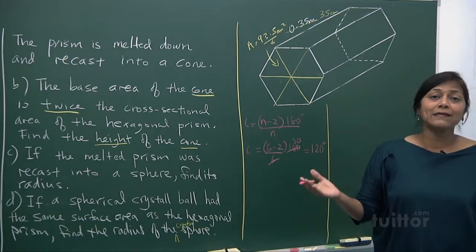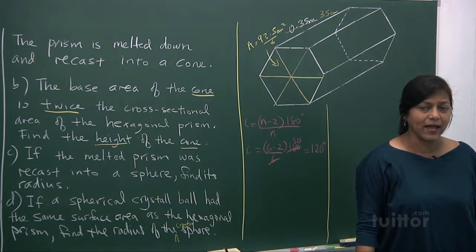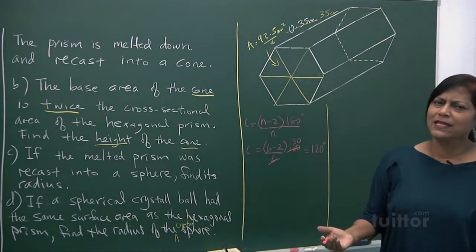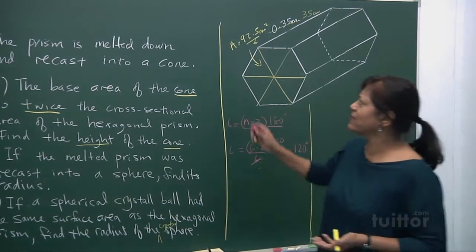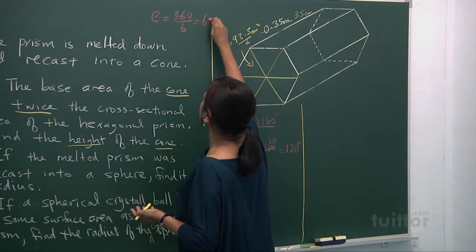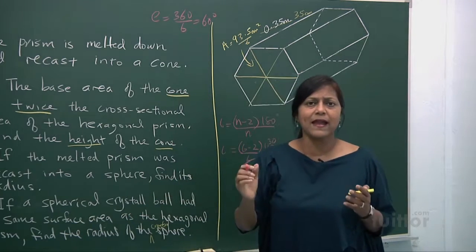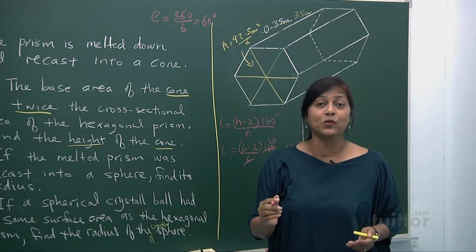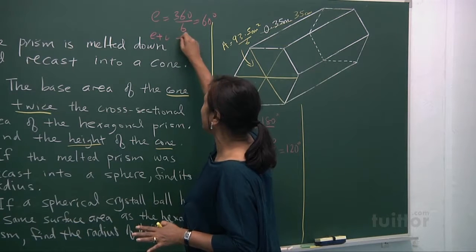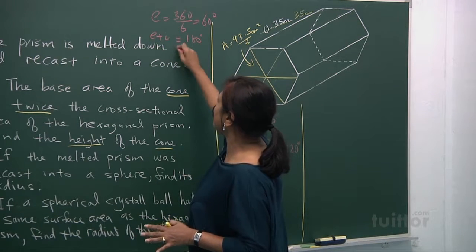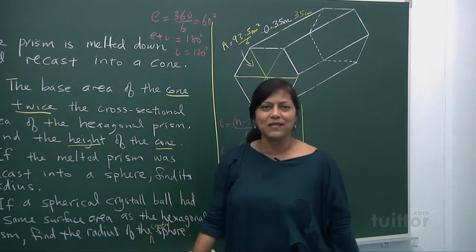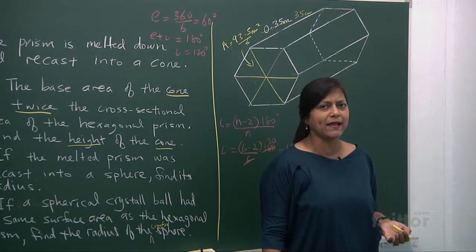Or you could do it by the exterior angle. What is the exterior angle? The sum of exterior angles is always 360. 360 divided by 6 is 60 degrees. The exterior and the interior angles add up to 180 degrees, because they are angles on a straight line. So the exterior is 60, and the interior will be 180 minus 60, which gives you 120. It's just a quick revision on angle properties.